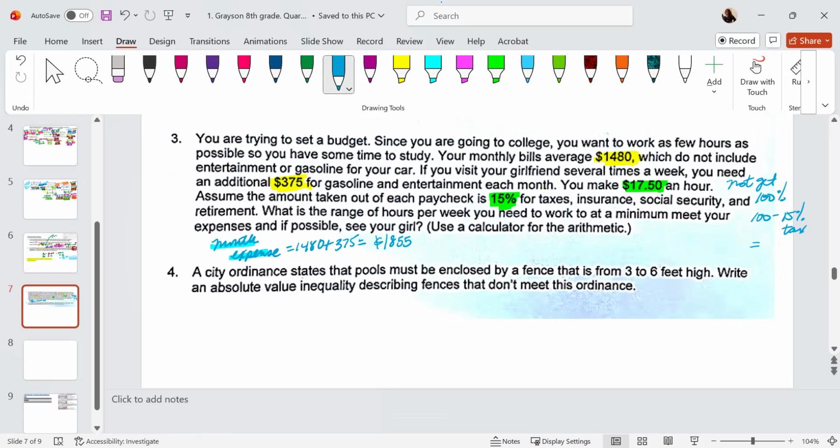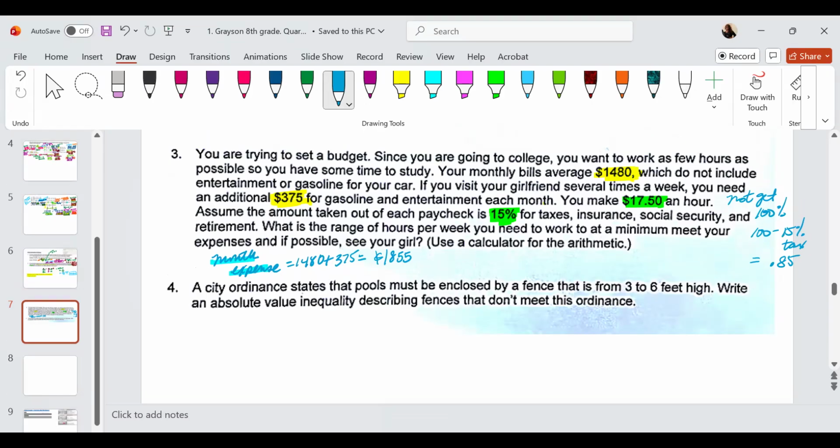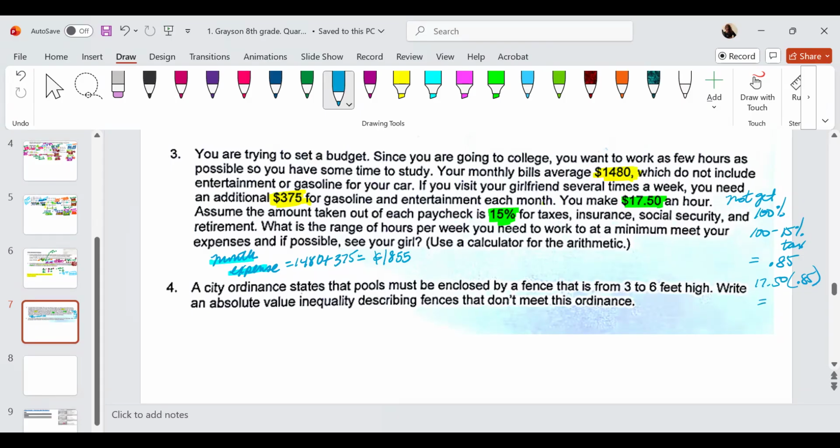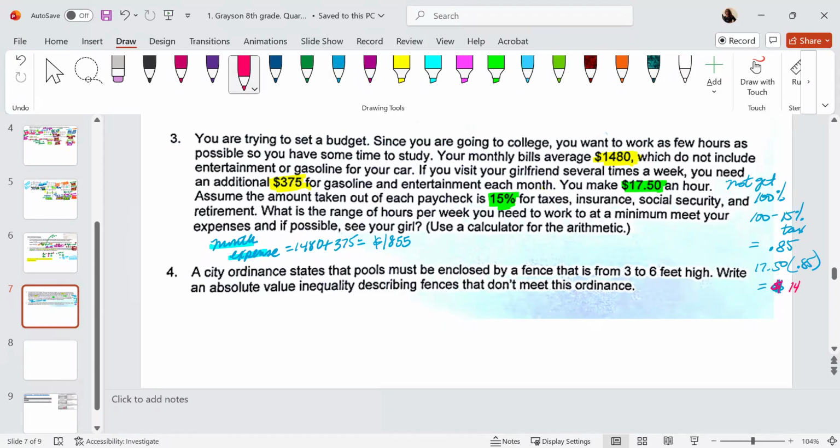Which is how many percent? 85. 85%, right? So you're gonna take $17.50, which is an hour, times 0.85. How much is that per hour? 15.13. So she only gets $15.13 per hour, right?